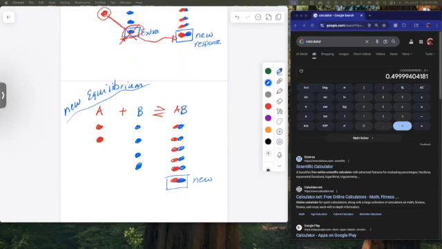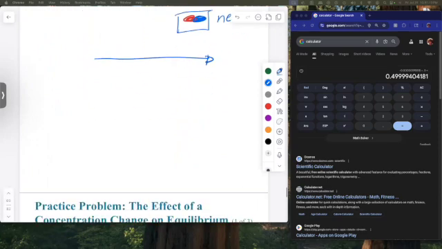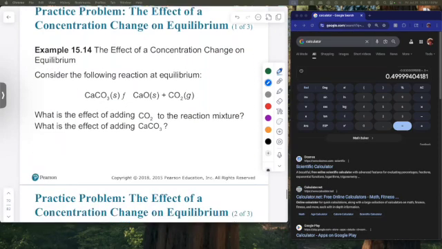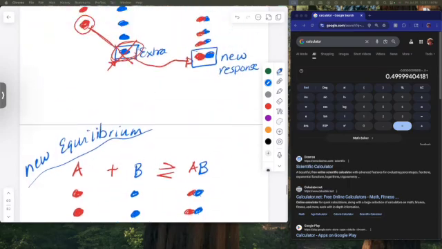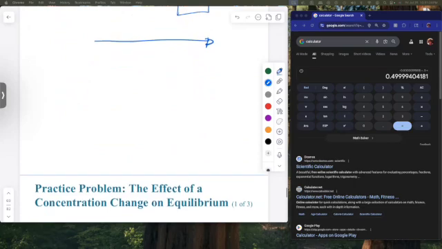It now prioritizes moving to the right, but there's still a reverse reaction. Remember, there's always going to be 2-way reactions in equilibrium. And this is what we mean when we say the reaction is shifting to the right. Okay, let me go ahead and show you how this plays out then. Since I've shown you that part already, let's skip anything. Okay, I'm going to go through, answer these questions and finish up the chapter.